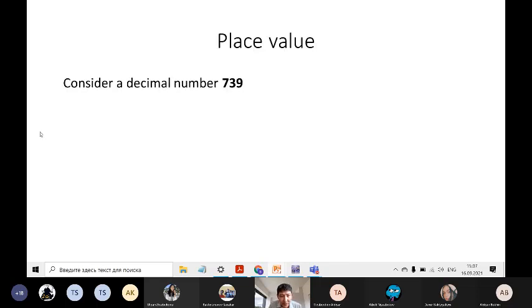Okay, so next one, very important to understand the concept of place value, because we often need to convert from other systems to the decimal system. For this reason, you need to understand what a place value is. For example, consider some decimal number, 739. We can represent it as 7 times 100 plus 3 times 10 plus 9 times 1.